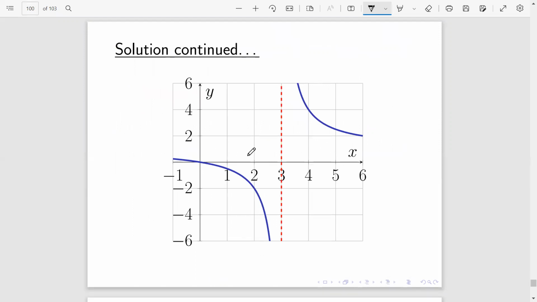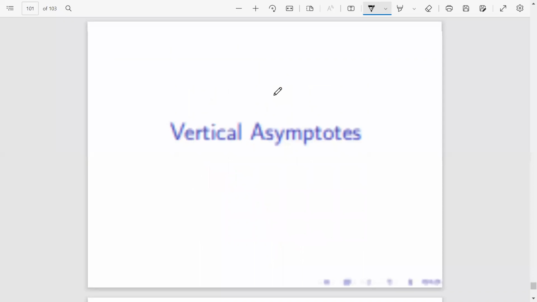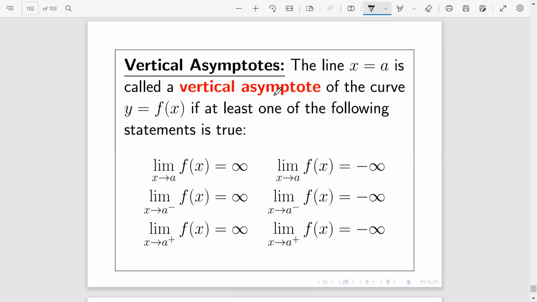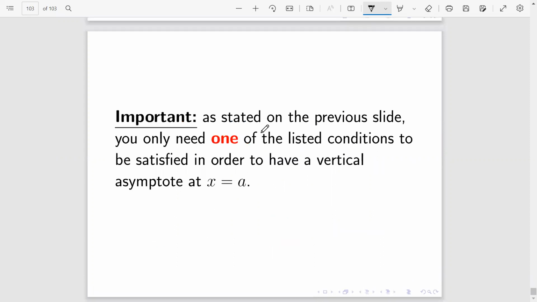So this is how the function looks. As you can see, coming from the left, the function goes to negative infinity, and coming from the right, the function goes to positive infinity. I hope that makes sense. So that's what we call vertical asymptotes. Whenever x approaches a and the y values go to infinity, either coming from the left or coming from the right, those dotted lines we call the vertical asymptotes. I hope that makes sense.